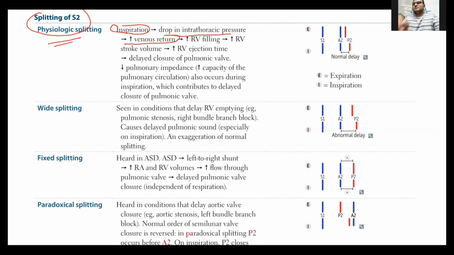Venous return will increase. When venous return is increased, the right ventricular filling will be increased. And more right ventricular filling means more stroke volume. It means more of the blood will go from the right ventricle into the pulmonary trunk, and more of the blood will go from the pulmonary circulation to the left atrium, and more will go from the left atrium to the left ventricle, and more will be pumped out of the left ventricle into the aorta, and more will be the stroke volume. Okay, so in simple terms, during inspiration, venous return is increased, stroke volume is increased, and the most important point, when there is more blood in the right ventricle, it will take more time to eject this blood.